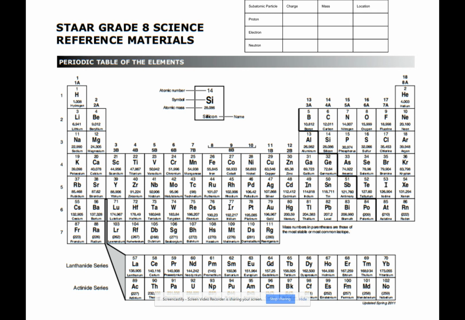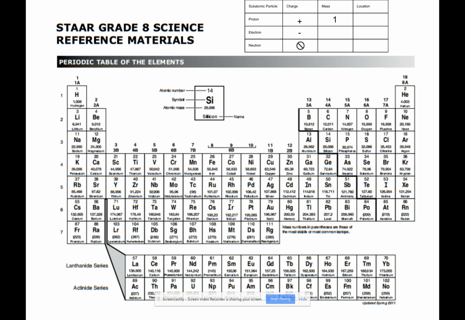We're going to start with the subatomic particle chart. We know that we have 3 subatomic particles: protons, electrons, and neutrons. And the easiest way to identify them is their charges and their mass and location. So, the charge of the proton. Protons are positive. Electrons are negative, and neutrons are neutral, meaning that they have no charge.